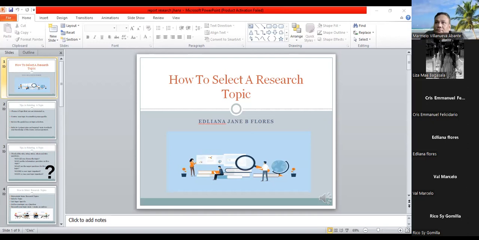First, let us define research topic. Research topic is a subject or issue that a researcher is interested in when doing a research. A well-defined research topic is the starting point of every successful research project. Choosing a topic is an ongoing process by which researchers explore, define, and refine their ideas.